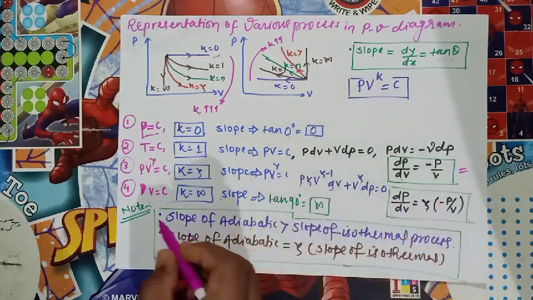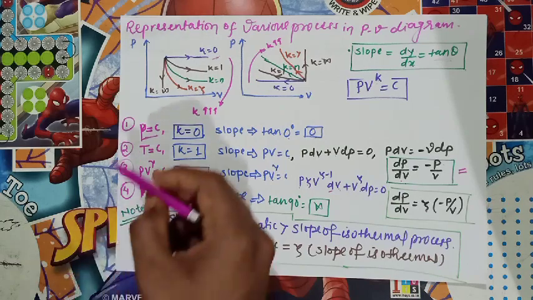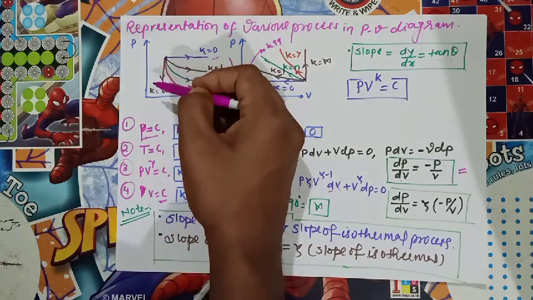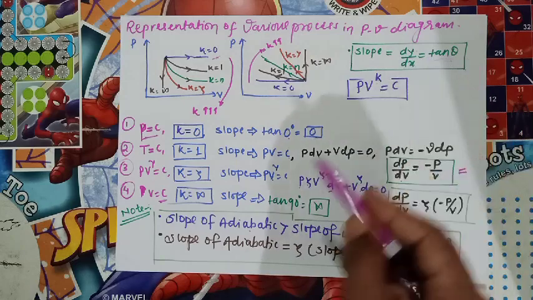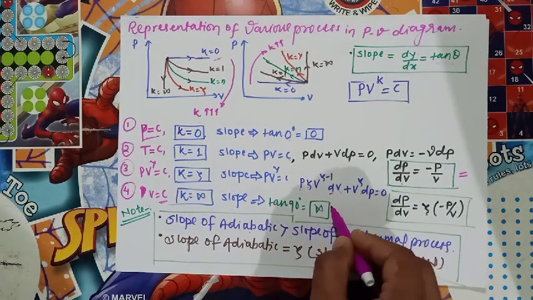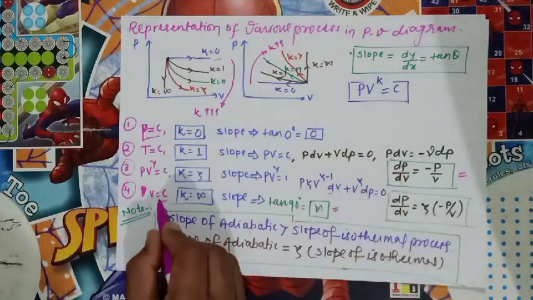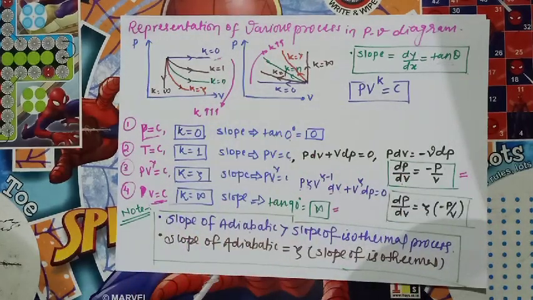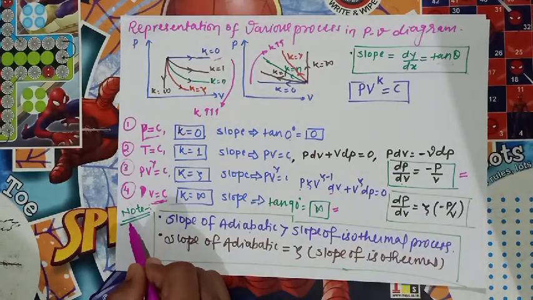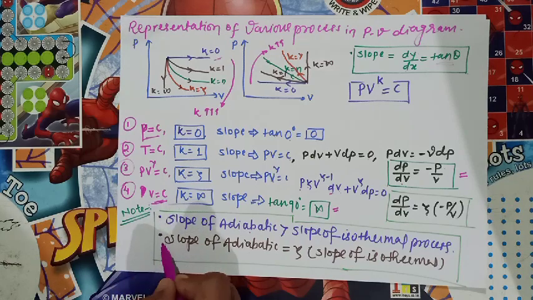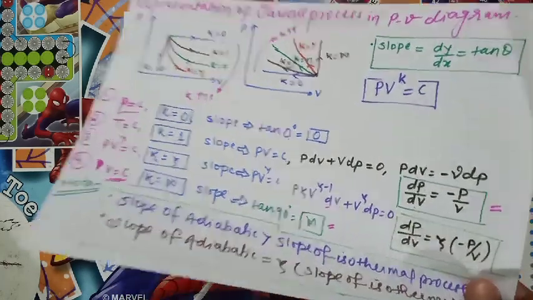Okay, now the next one is volume equal to constant. Here theta is 90 degrees, so we can easily calculate the slope as tan 90, and tan 90 will be infinity. So what is infinity slope on the PV diagram? Constant volume, or isochoric process. We have covered these two note points. Now let's see some more note points.